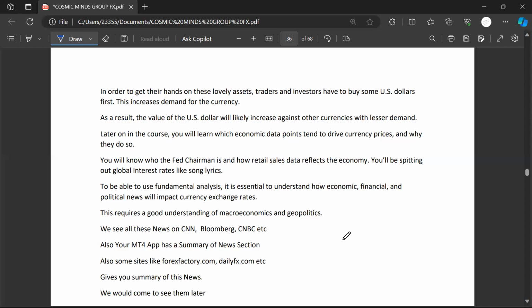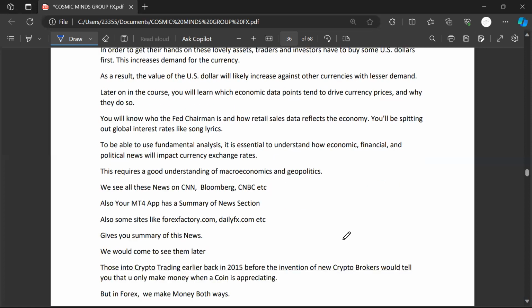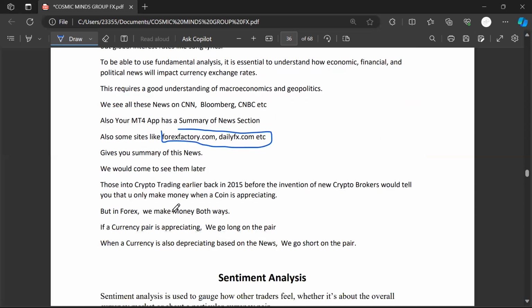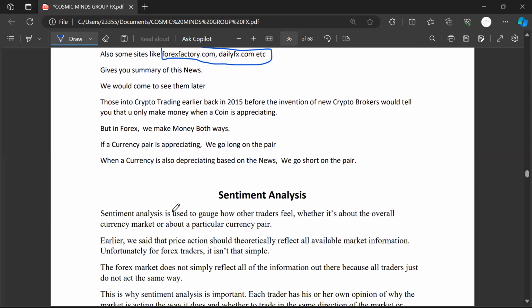You will see this news on CNN, Bloomberg, and CNBC, whatever, right? And then there are some other sites that you can actually use, right? We have forex.com, and Forex Factory. That's what I use. It's one of the news platforms that I use. Very good. I use Forex Factory, and then MyFXBook also is very good. That's what I use for my news, my fundamental analysis, right?